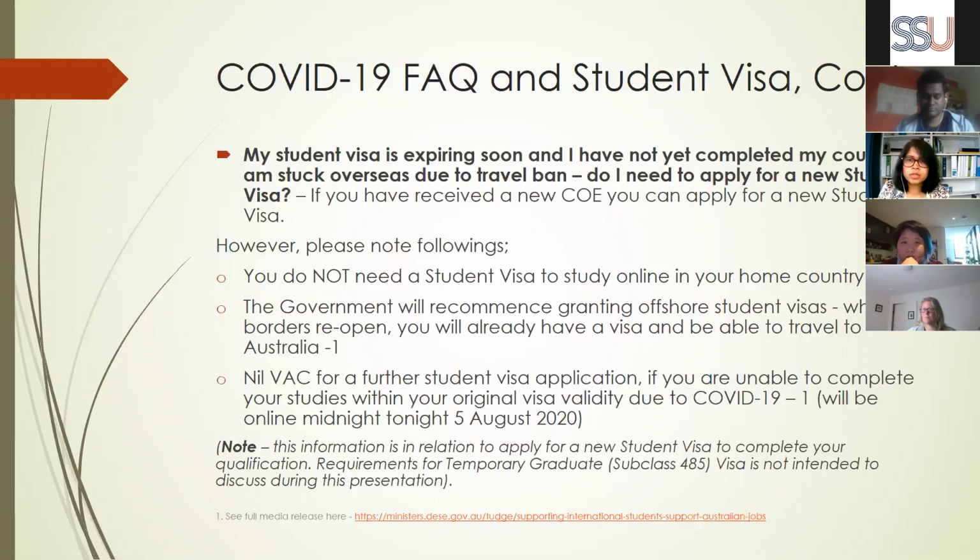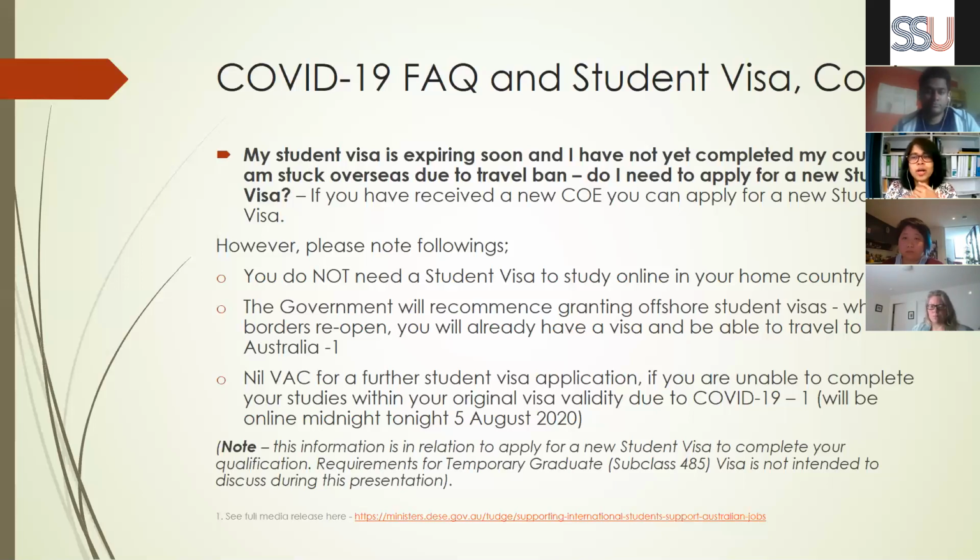Also, the government announced a nil visa application charge for a further student visa application if you are unable to complete your studies within your original visa validity due to COVID-19. That will go online midnight tonight, so from midnight tonight you will be able to apply for a new student visa. As I understand, the department mentioned that the criteria to assess whether you are affected by COVID-19 is quite broad. If you could not complete your studies because of COVID-19, then you will be able to access this nil VAC, so there will be no visa application fee for you. After midnight tonight, you will be able to lodge an application without paying the fee if you come under this category.